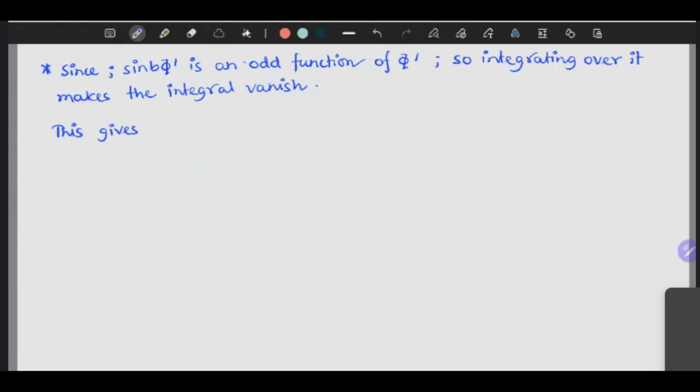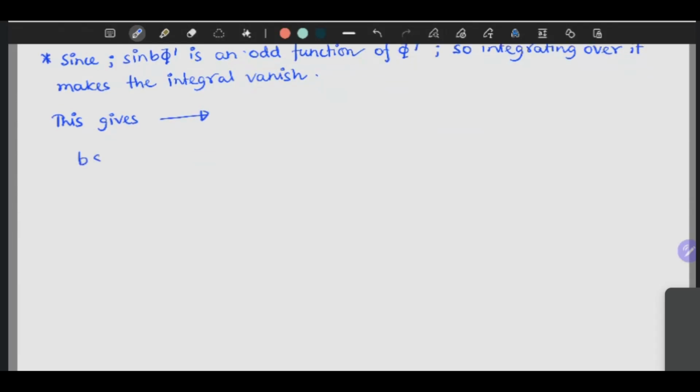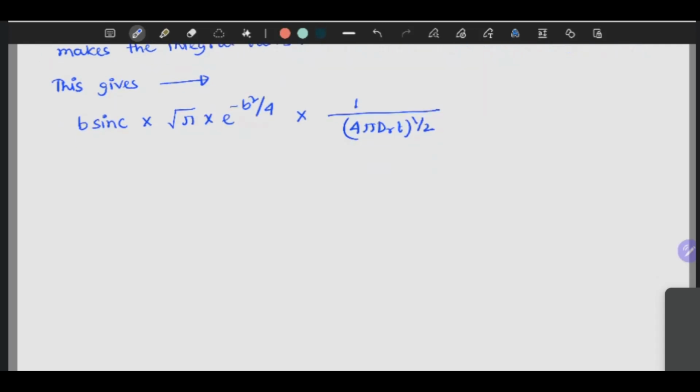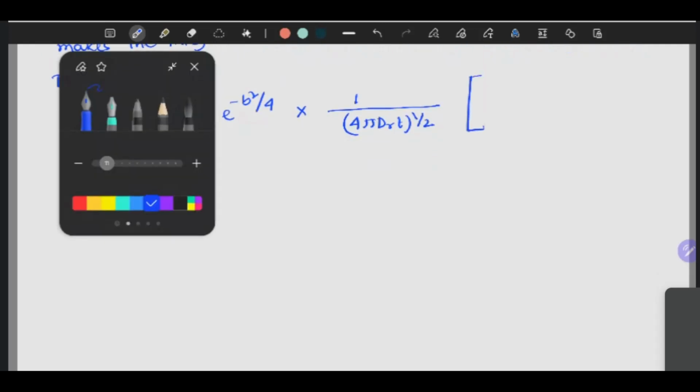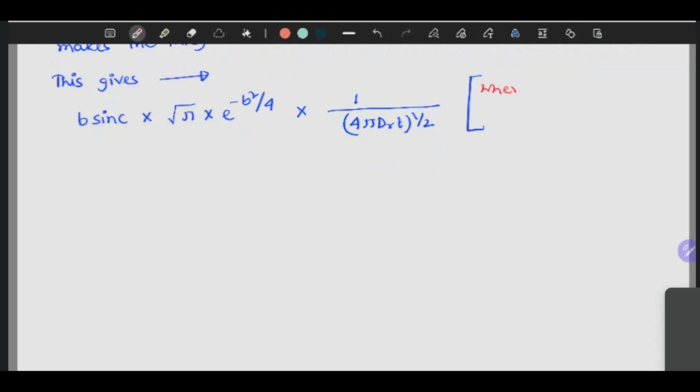And then this gives the following term. First is b sin c into root pi e to the power minus b square by 4 into 1 by 4 pi drt to the power half, where b is root over of 4 drt and c is equal to phi naught.